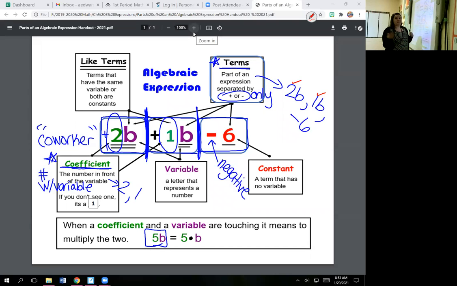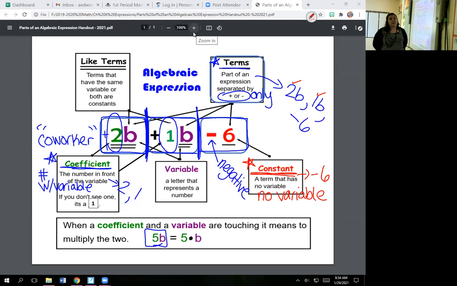So what is it? It has to be something, and that's why it's called a constant. Negative 6 is a constant. It is your term with no variable. And again, it has to be a term, so it has to have addition or subtraction with it, or positive or negative. So in this case, your constant in this expression is negative 6.